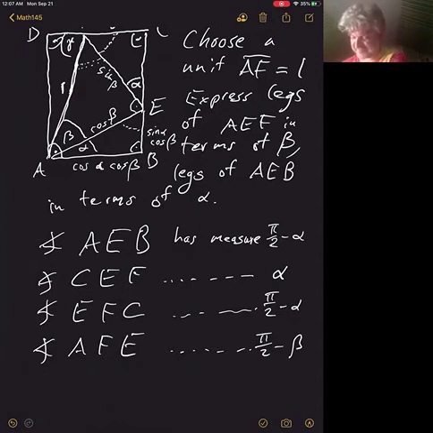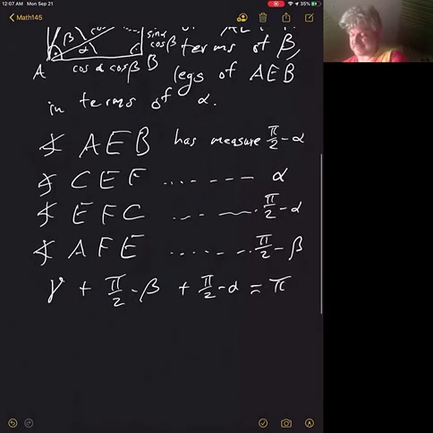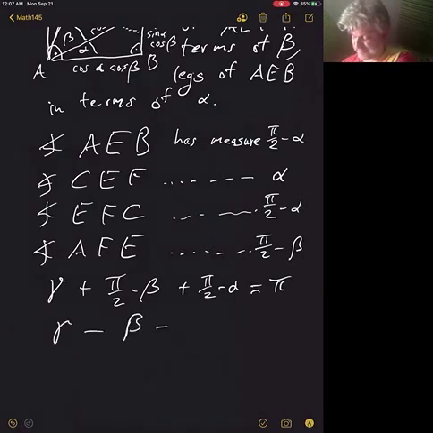The measure of this plus the middle one, pi over 2 minus beta, plus pi over 2 minus alpha, the one on the right, all add up to 180 degrees, or pi, working in radians. Okay, we can cancel out a pi on both sides, and we get gamma minus beta minus alpha is 0. In other words, gamma is equal to alpha plus beta.